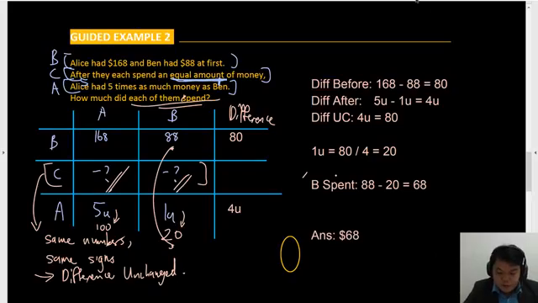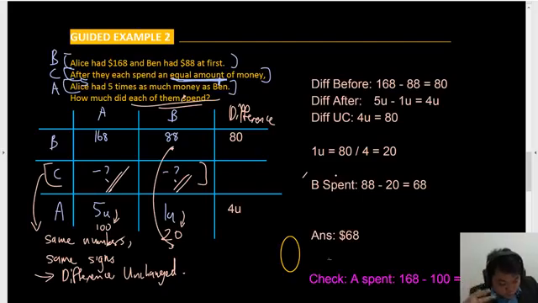Okay, so how do you know that you are indeed correct? You can check your working over here by looking at A's perspective. A spent how much? A spent 168 minus $100 to give you $68. So you would know that you are correct. Okay, of course you can also use borders for this.